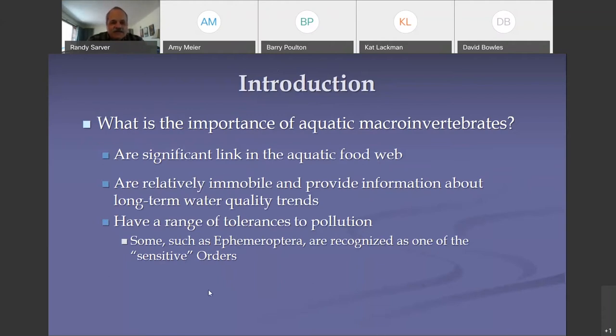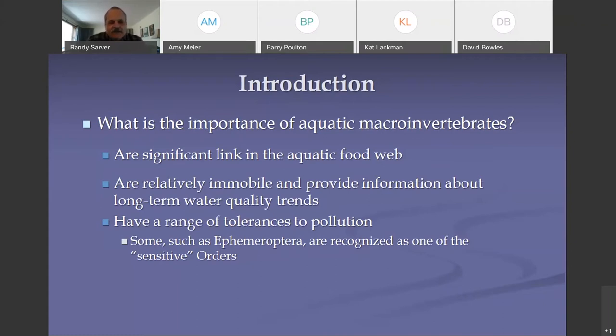As far as water quality trends and long-term trends go, we use them as a tool because they are relatively immobile, and they give us a little bit longer term picture about what's happening in a particular stream system or even a lake system. And that could be a picture from the last several months, maybe the last 6 months or year, depending on how long the macroinvertebrates live.